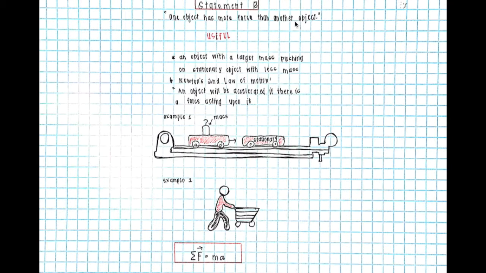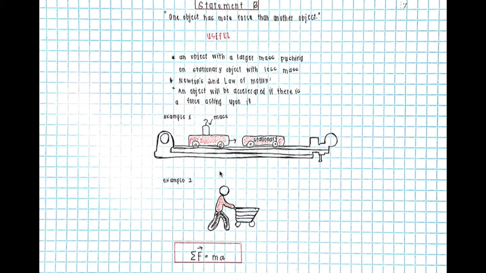Statement B says that one object has more force than another object. We decided that this statement is useful because we know that an object with a larger mass will exert more force on a stationary object with less mass. Newton's second law of motion states that an object will be accelerated if there is a force acting upon it. In example 1, we see 2 carts on a track. The cart on the left has a mass sitting on top and will be pushed towards the cart with no mass, which is stationary. The cart on the left has more force than the stationary cart.